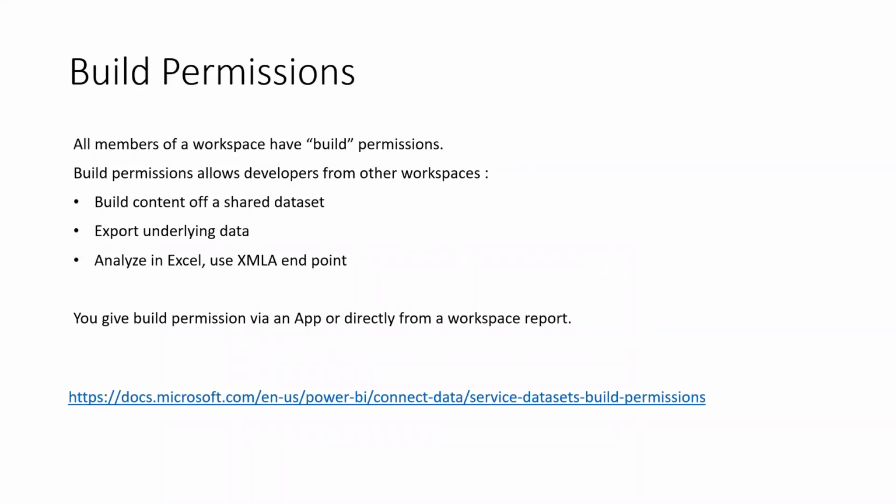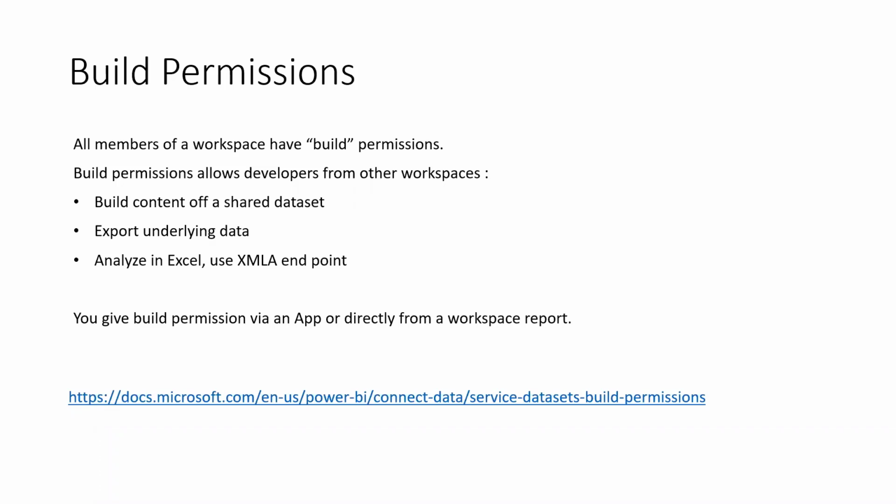Now, the build permissions, we're getting closer to that one question that came up earlier. So the build permission, everybody who's a member of a workspace, whether they're viewer, contributor, member, or admin, they can build off of a data set that's been published, right? But what if you want to give people from other workspaces the ability to build off of it, or you shared with somebody, you want them to be able to also use your data set because you've put a lot of time into it, it's a great data set. What do you do? You must enable the build permission for them to be able to analyze in Excel, use the XMLA endpoint to connect to it.